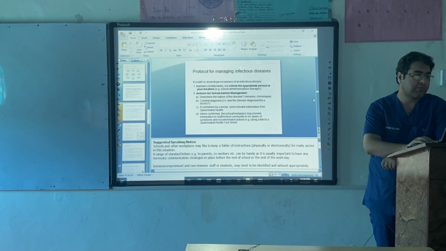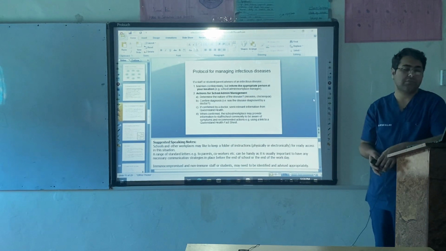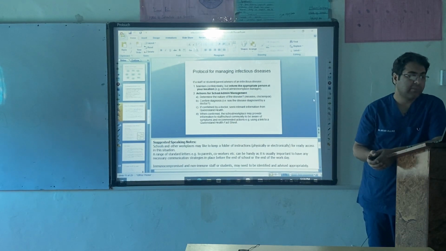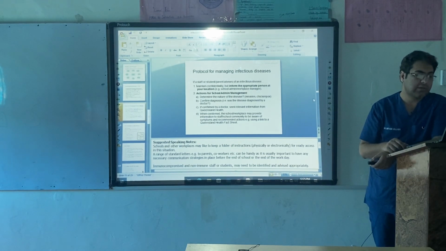So, the protocol for managing infectious diseases includes, if a staff member, student or parent advises of an infectious disease, number one is to maintain confidentiality. For example, somebody is suffering a disease, so you should maintain the confidentiality, but inform the appropriate person at your location. For example, the hospital administration or the workplace manager, you can inform him or her.